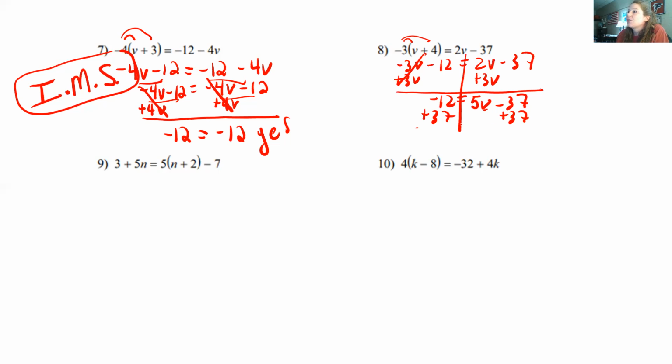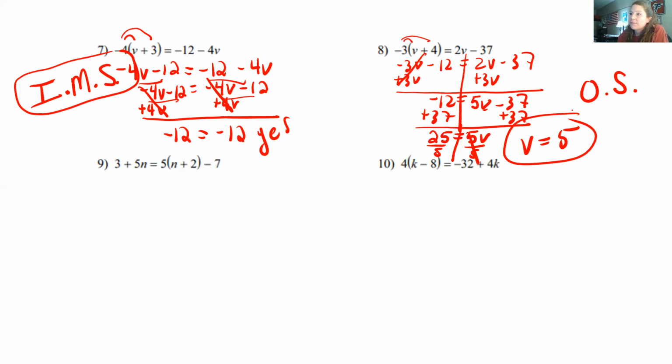And when I do, let me just be lazy. I'm going to do -12 plus 37 is 25. So 25 is equal to 5v. What's the opposite of multiplying by 5? I'm going to divide by 5. So v equals 5. So guess what? I have one solution. v equals 5.